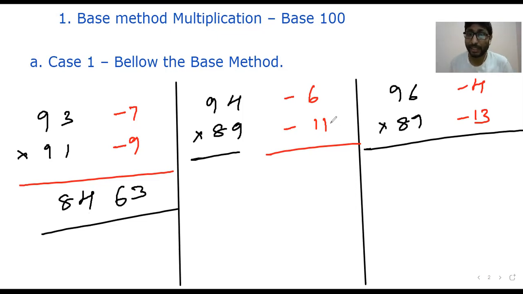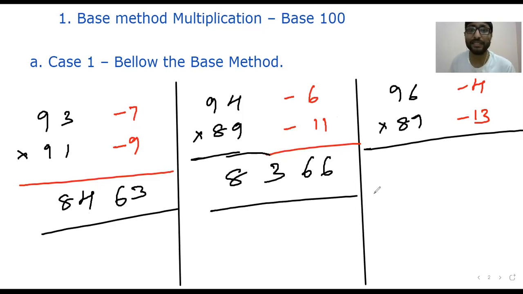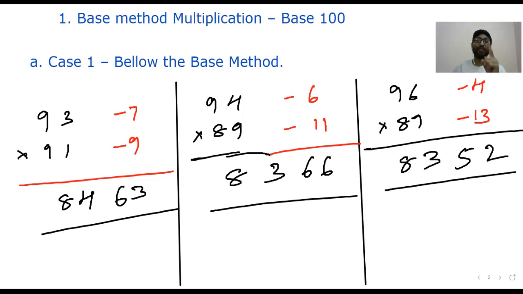11 6s are 66. 89 minus 6, 83. That's the answer. 4 13s are 52. 87 minus 4, 83. That's it. Only one step answer. Got it? Only one step answer.